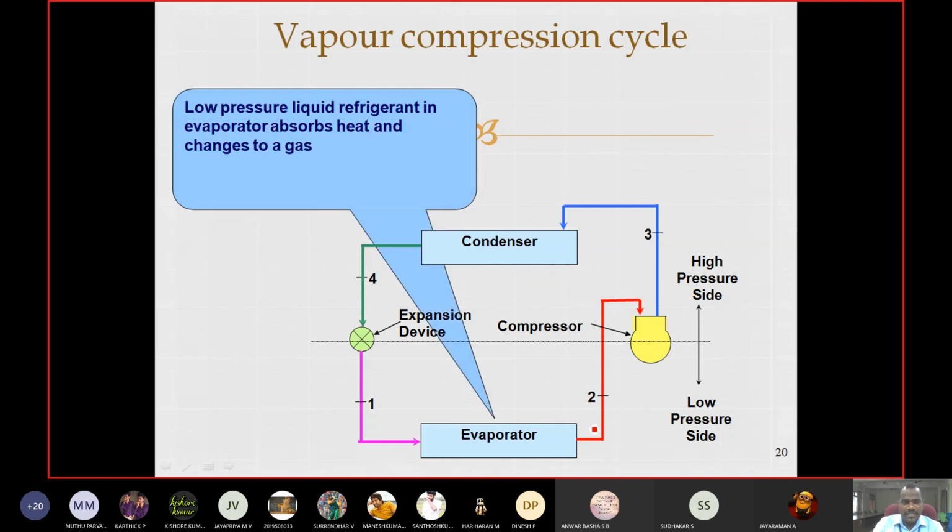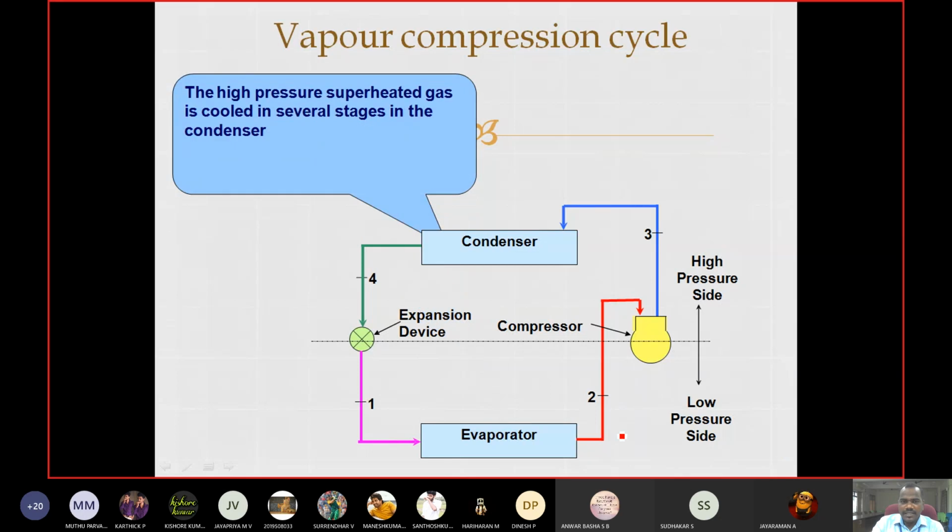Then we have the evaporator, where the low pressure liquid from the expansion device absorbs heat and changes to gas. In this evaporator, the low pressure refrigerant absorbs heat that is inside the chamber. If the temperature inside the chamber is high, we can take that latent heat to make the refrigerant cold. The refrigerant changes to gas. So you know what the evaporator is. This evaporator will take the latent heat of the system.